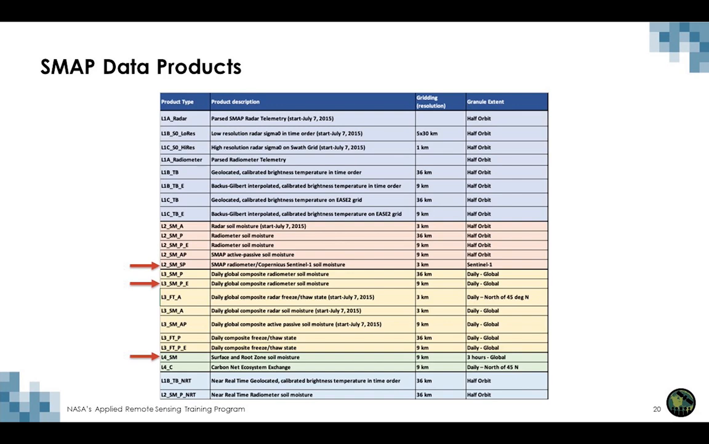The other soil moisture product that might be of interest is the level 4 soil moisture product. This has surface soil moisture and root zone soil moisture. These are not really direct observations, but they're estimates using a model. So these are estimates of surface soil moisture and estimates of root zone soil moisture using a land surface model.